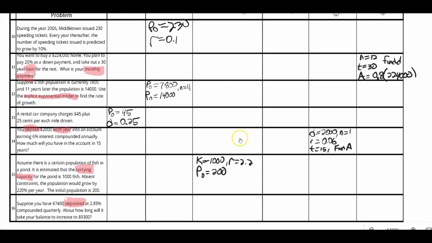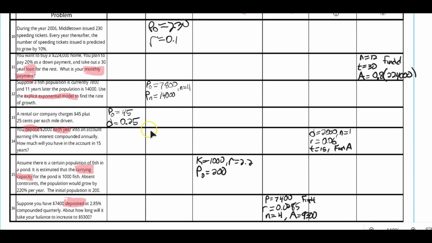Okay, so we would have 7,400, so that would be P. We're given the interest rate. We divide by 100 to get that value, 0.20285. There we go. Compounded quarterly, so n equals 4. How long will it take? So it's find t. And then they give us the final value, so that's A, it's 9,300.